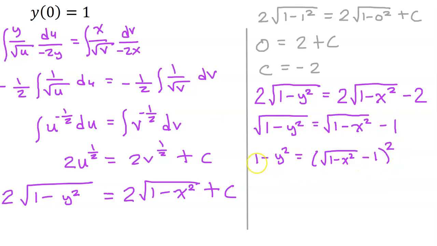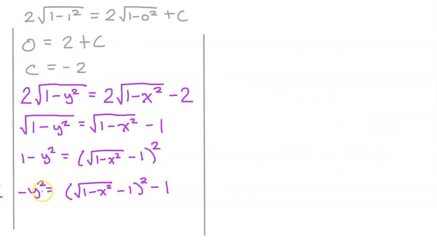On the next step, I will subtract 1 from both sides. On the next step, I will divide both sides by negative 1. That'll make this negative sign go away and show up here, and this will be positive. Finally, I will get y by itself by taking the square root of both sides. Don't forget the plus or minus.